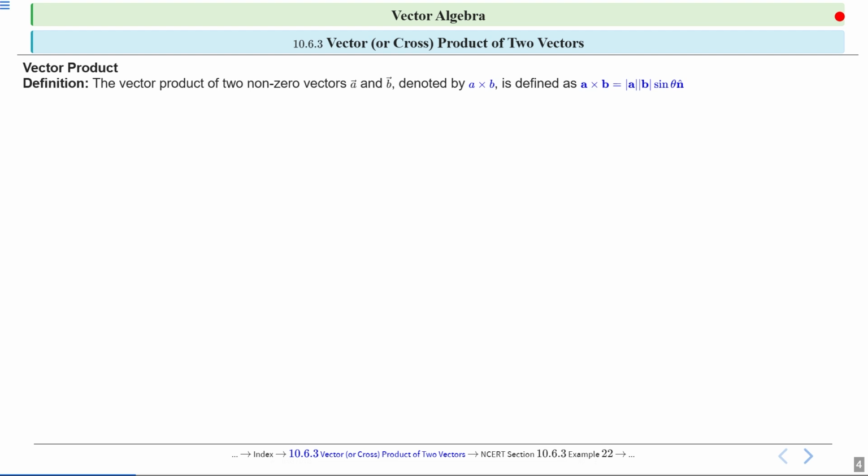So definition: we have two non-zero vectors A and B. Their product is written as A cross B. The formula is A cross B is equal to magnitude of A into magnitude of B into sine theta n cap. Here, magnitude of A and magnitude of B are the magnitudes of the two vectors. Theta is the angle between them, and n cap is the unit vector perpendicular to both A vector and B vector, right? This formula tells us both the size and the direction of the new vector.